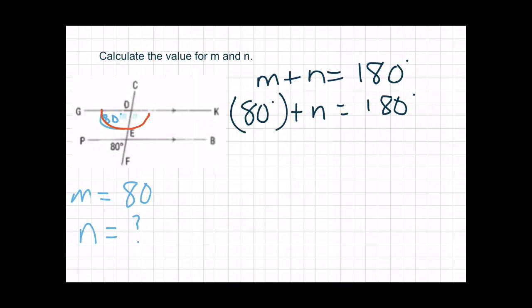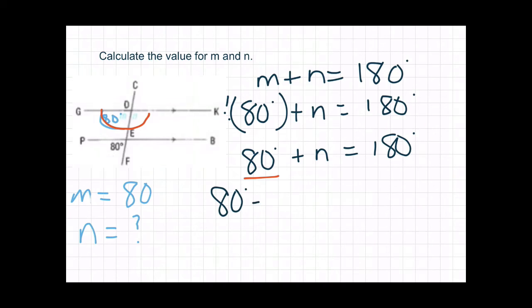The next thing I want to do is get rid of the brackets by multiplying by the invisible 1, so I'm left with 80 degrees plus n equals 180. Next, I need to isolate for n. And the way to isolate for n is to get rid of the 80 degrees. So I'm going to subtract 80 degrees from both sides of my equation in order to keep the teeter-totter balanced.